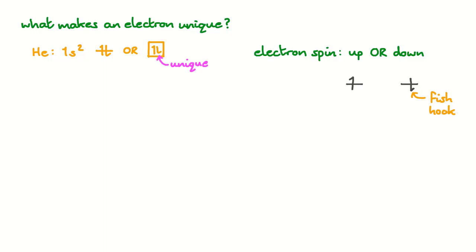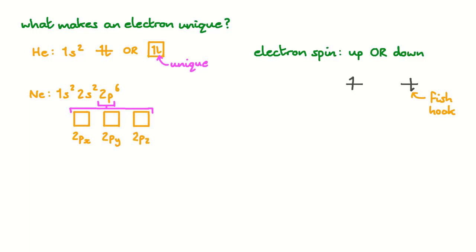But what about electrons in different orbitals but in the same subshell? Here's the electron configuration for an atom of neon, and there are 6 electrons in the 2p subshell. How do we go about labeling these electrons uniquely? To start with, the 2p subshell consists of 3 separate orbitals. They're called the 2px, 2py, and the 2pz orbitals. So we can describe each electron in a unique way.